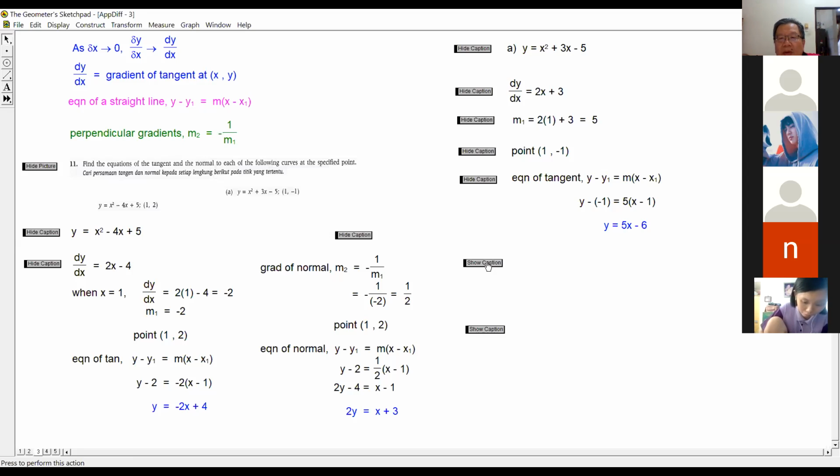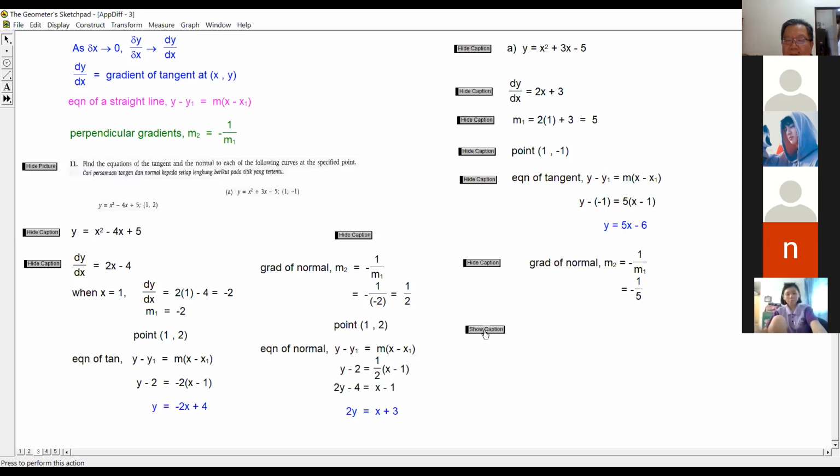Then we go on to equation of normal. Before you find the equation of normal, you have to find the gradient of normal. How to find the gradient of normal? Find the reciprocal of m1. The reciprocal of m1, or the inverse of m1, is m2. But of course, you need to change the sign. After you inverse it, you need to change the sign. So 5 becomes -1 over 5.